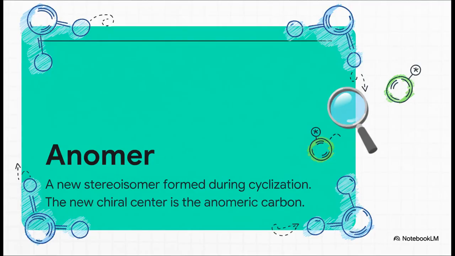And this act of forming a ring creates yet another layer of complexity. That carbon atom that used to be the aldehyde now becomes a brand new chiral center, and it gets a special name, the anomeric carbon. And since it's a new chiral center, it means the ring can snap shut in two slightly different ways, creating a whole new pair of isomers called anomers.